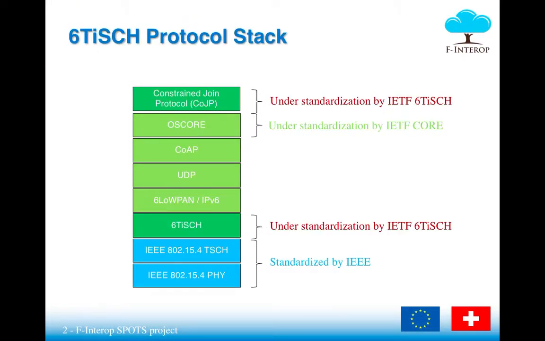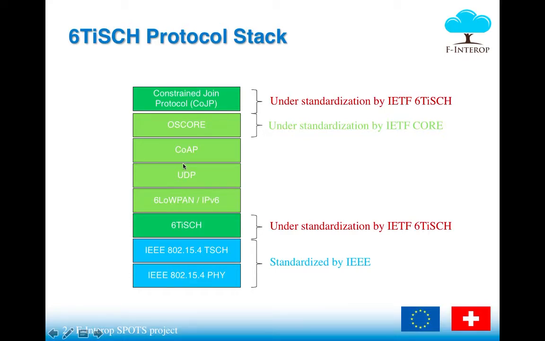We present an overview of how constraint join protocol fits within the 6TiSCH protocol stack. On the very bottom, you can see the physical and MAC layers standardized within the IEEE 802.15.4 standard. IETF 6TiSCH builds on top of the TSCH MAC layer of IEEE 802.15.4 and defines the missing pieces for use of TSCH in IPv6 networks. Upper layers used by 6TiSCH include 6LoWPAN compression mechanism of IPv6, UDP, and CoAP.